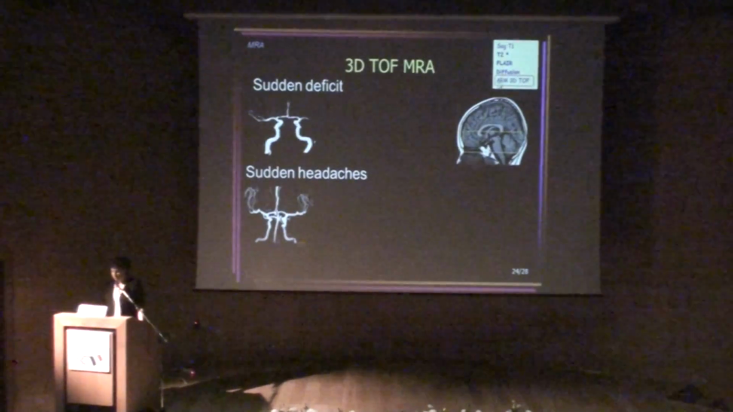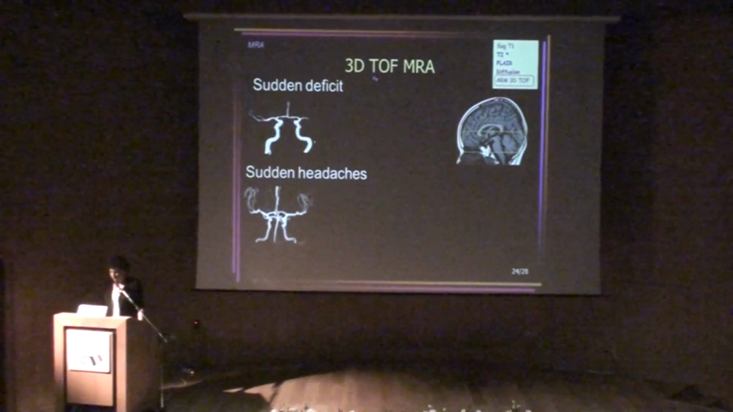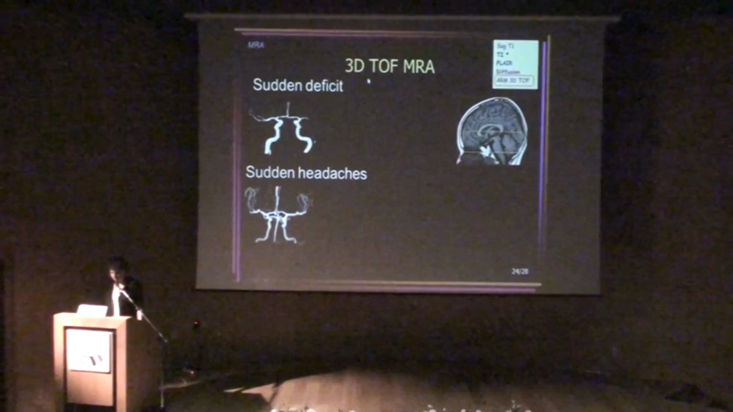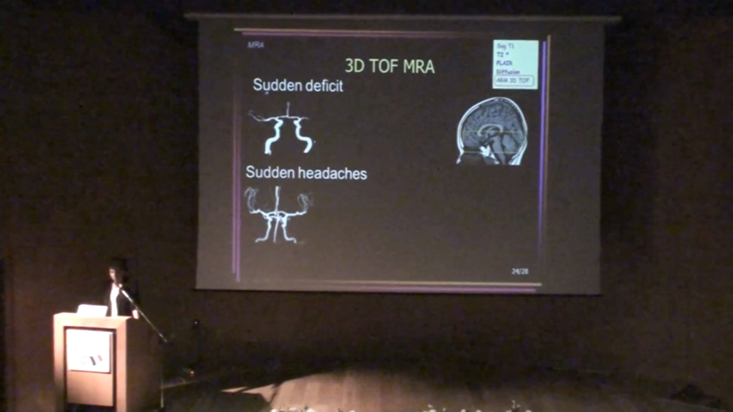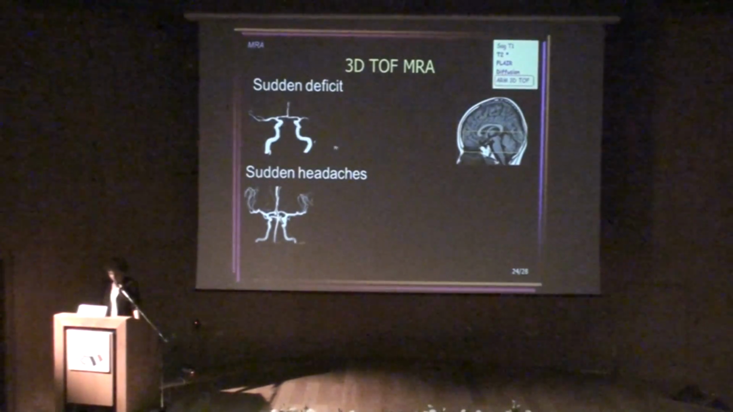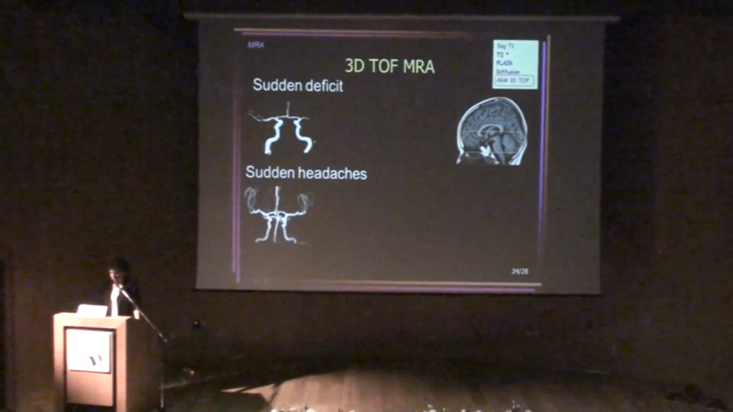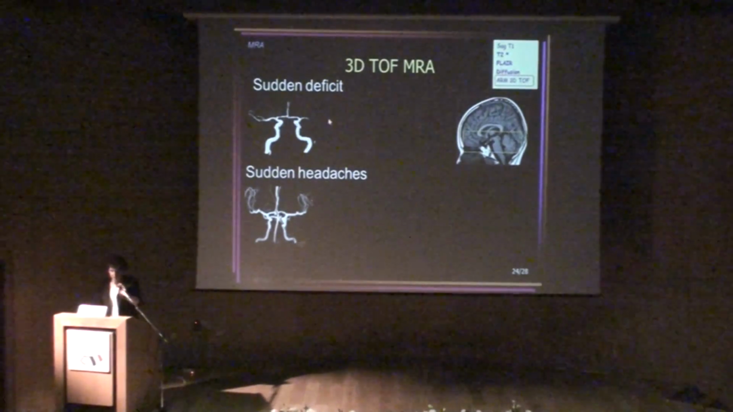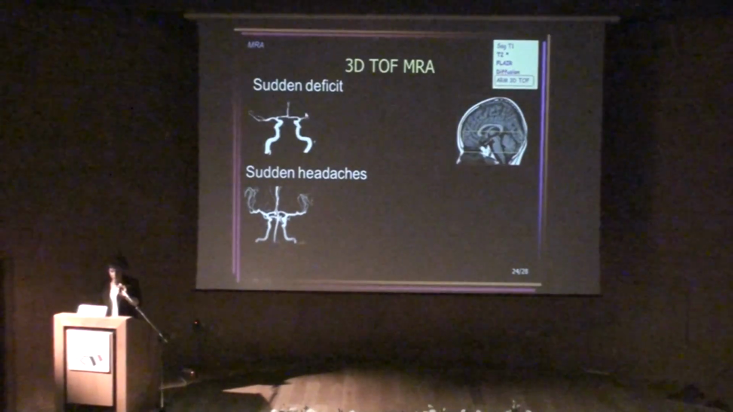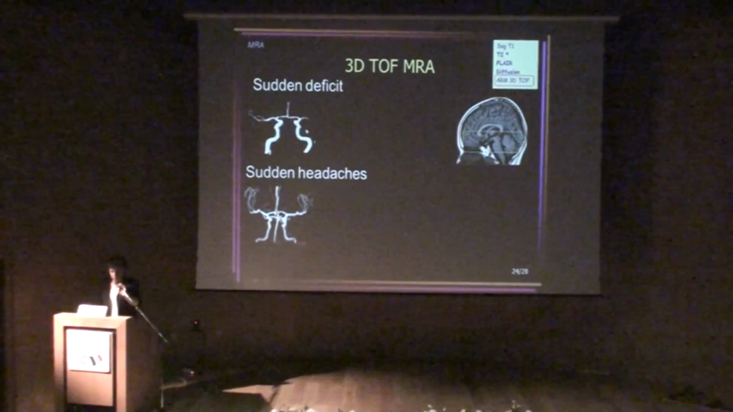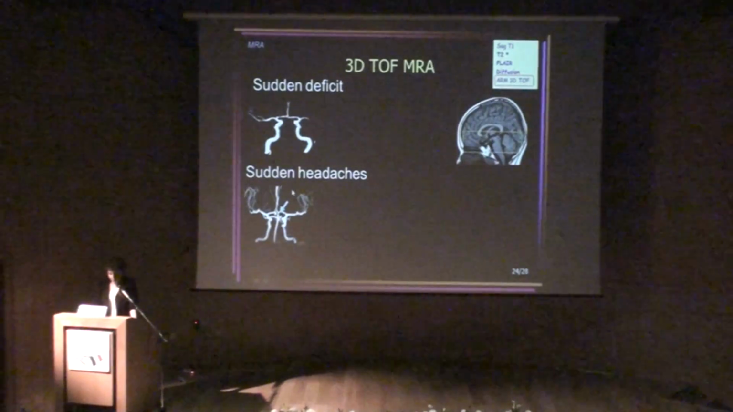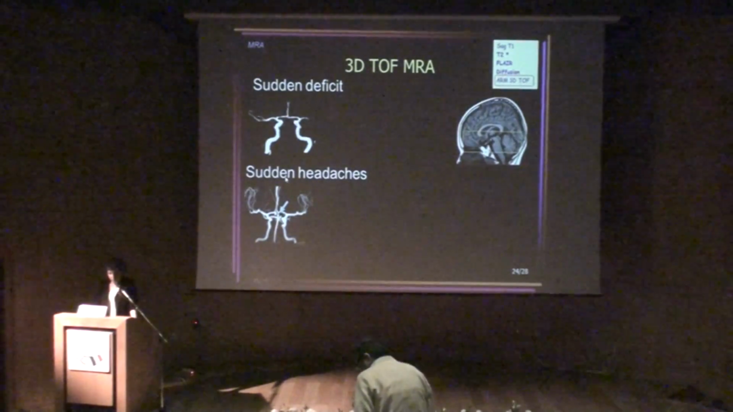Well, I have two more sequences to talk about, and it will be very quick. First, the 3D time-of-flight MR angiography. If the patient is referred for a sudden deficit, using just a simple slab, only one slab, is enough to locate or diagnose this arterial occlusion. There is no problem. It's probably not enough for patients with sudden headaches.